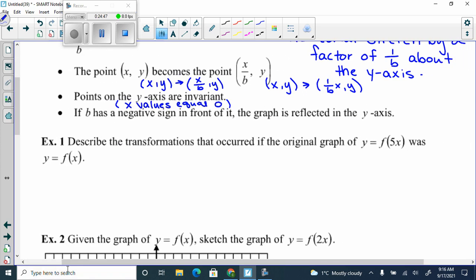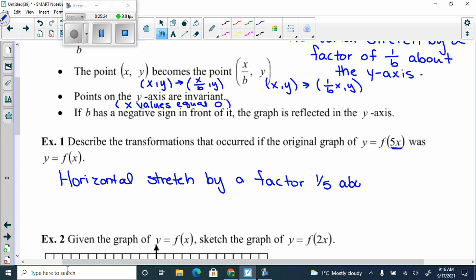So for example 1, we have to describe the transformations that occurred in the original graph of y equals f(5x). It was y equals f(x) before. So this is just a horizontal stretch because it's with the x. It's going to be a horizontal translation or a horizontal stretch, right? When it's with the x, that's our only option. So it's a horizontal stretch by a factor of what? 1/5.